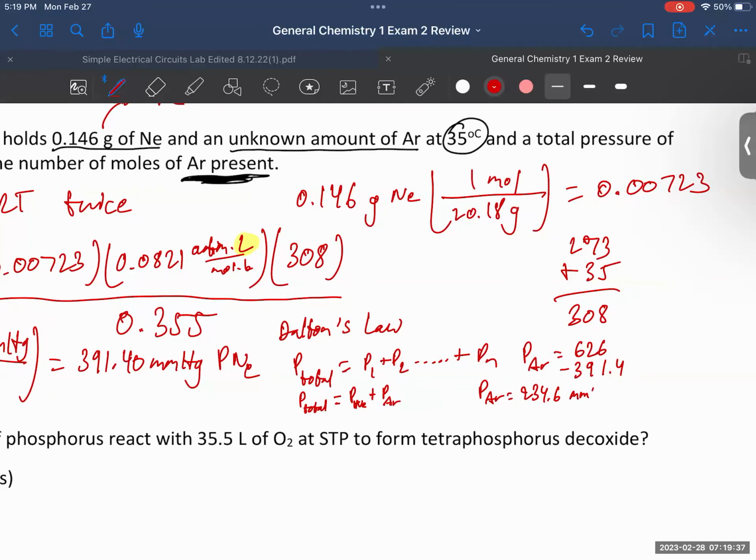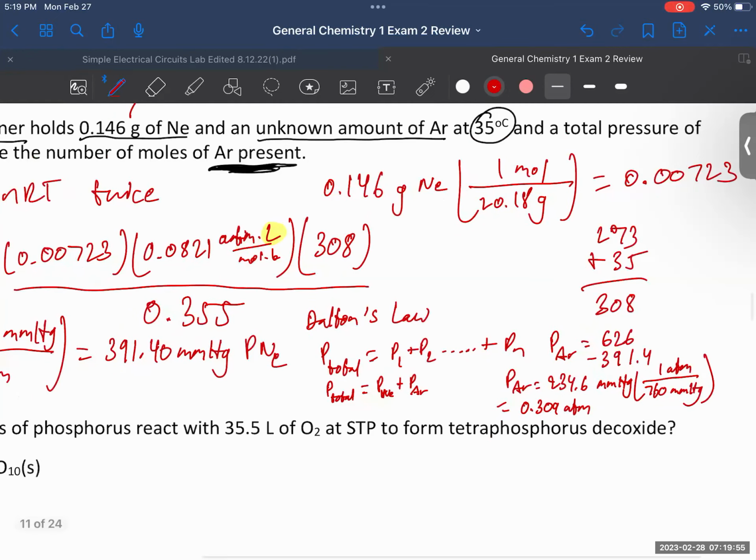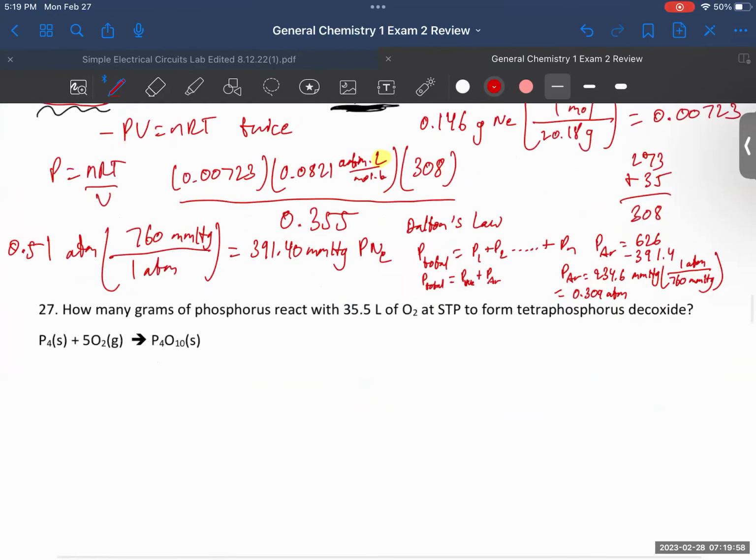Now we're going to convert this back into atmospheres so we can actually use it. So 760 millimeters of mercury is 1 atmosphere. So let's go ahead and divide this by 760 and we get 0.309 ATM.